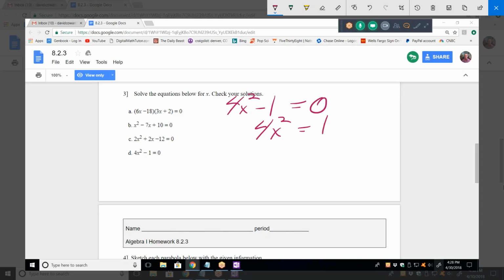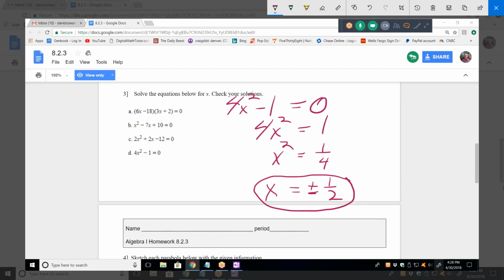Now we divide by 4 on both sides. Now what? Then I don't know what to do from here. Square root of both sides. When you take the square root of x squared, you get x. When you take the square root of 1/4, you get plus or minus 1/2. Notice that 1/2 times 1/2 equals 1/4. Negative 1/2 times negative 1/2 equals 1/4. So both of those are the correct answers.